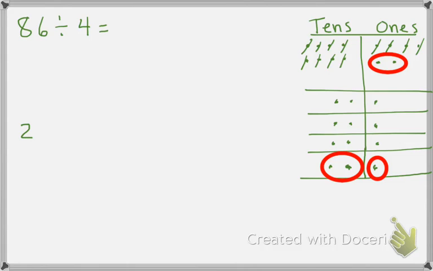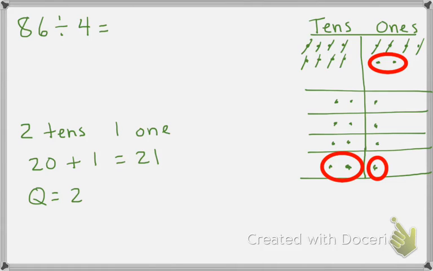So I have 2 tens, and I'm going to have 1 one, and 2 tens, as we know, is 20. I'm going to add 1 to it, and that's going to give me 21. And so my quotient now is going to be 21, and my remainder, like I said, is up there. It's my 2 ones. That'll give me my 2 ones for my remainder.